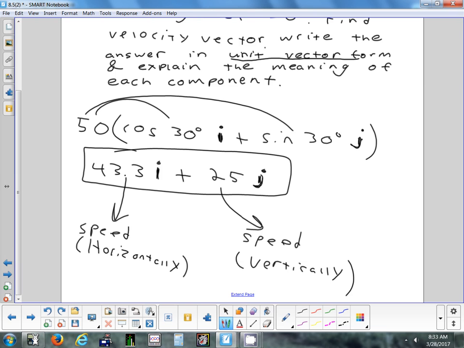Right? So there's lots of different things you could figure out now that you have this. But we don't really get into the physics of that, it's called Newtonian mechanics. We just find that vector. Any questions?